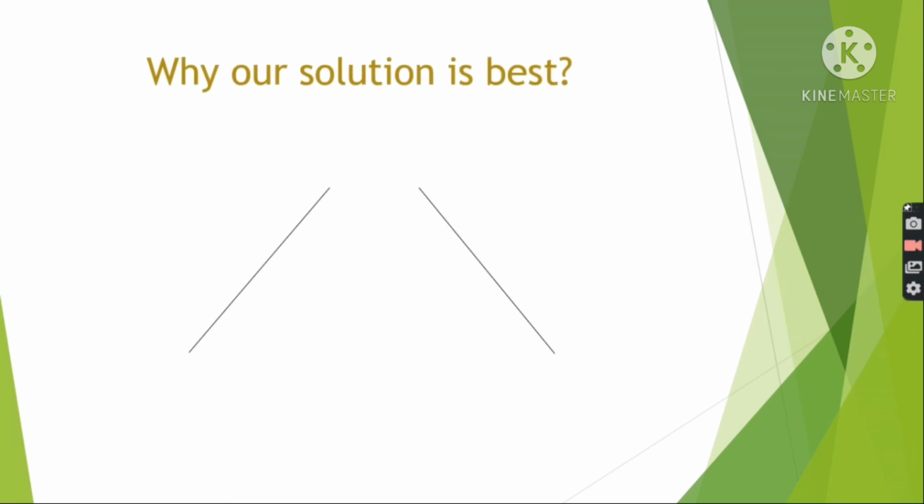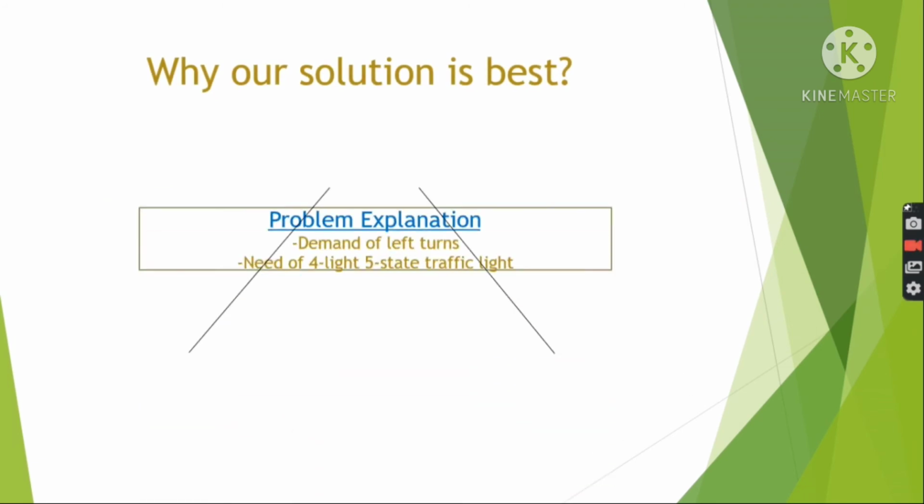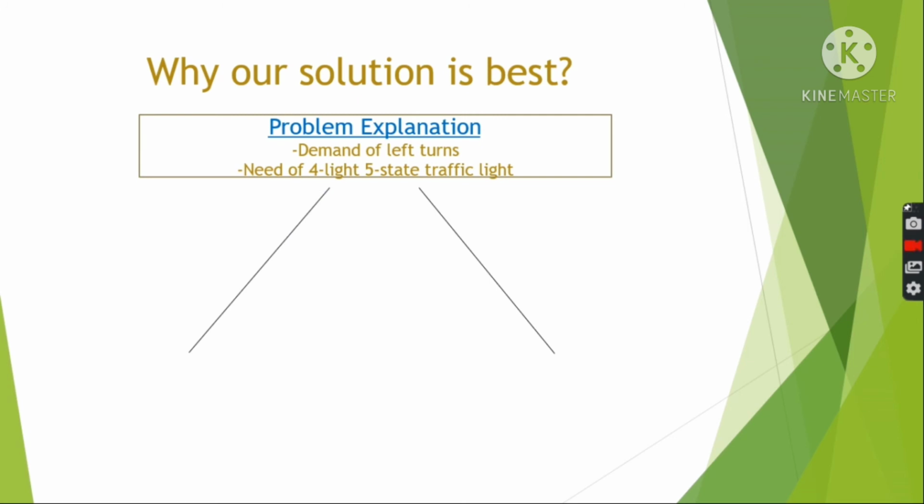Now, why is our solution the best? First and foremost, we did a problem explanation, which shows the busy intersection in Toronto is in demand of left turns and is in need of a 4 light 5 state traffic light system.